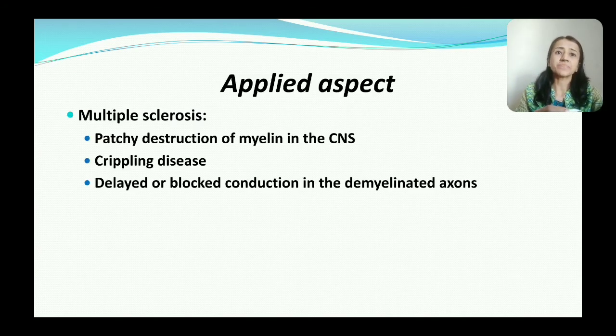Applied physiology, multiple sclerosis. It is a patchy destruction of the myelin sheath of the neurons in the central nervous system, and because of destruction of the myelin sheath, conduction is delayed or blocked, and it is a crippling disease. So this is all about the structure and function of the neuron.